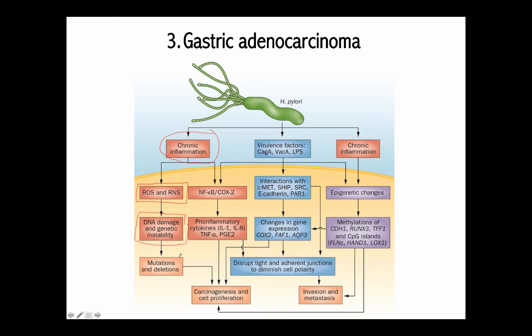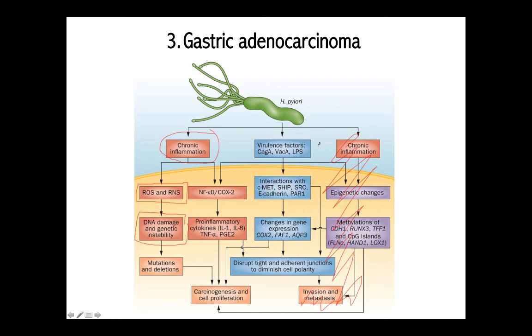Those mutations can obviously occur in tumor suppressor genes, the genes that stop tumorigenesis, and they can also occur in proto-oncogenes, which become oncogenes, and that can then drive carcinogenesis and proliferation. So that's the chronic inflammation piece. Don't worry about all this stuff over here. We're going to ignore that. That's looking more at metastasis and local invasion of the tumor.